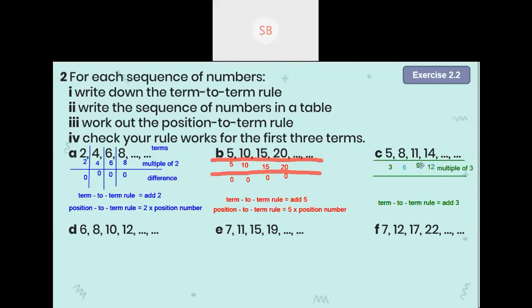Okay, so for finding the difference, we just subtract the multiple from the term. 5 minus 3 equals 2. 8 minus 6 equals 2. 11 minus 9 is 2. 14 minus 12 is also 2. So all the differences are constant, right?